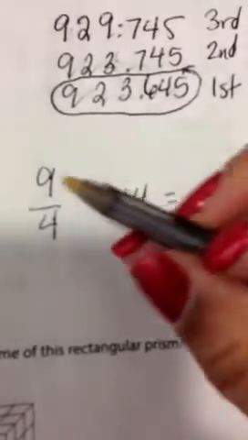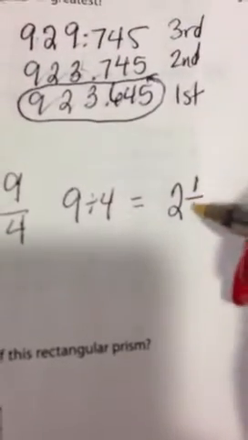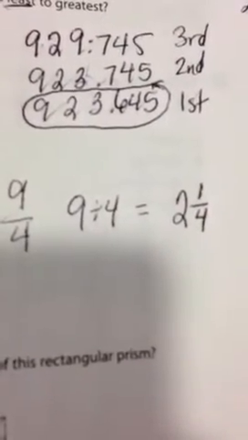Which expression is equal to 9/4? More than likely, that means I'm just changing that back into a mixed number. 9/4 really means 9 divided by 4. Well, 4 can go into 9 2 times with 1 left over. So I get 2 and 1/4.